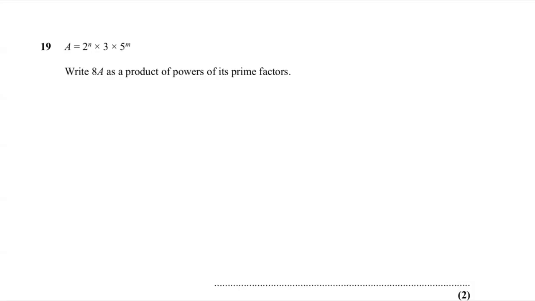And our last question, which I'm going to be honest, is another pretty tricky one. We're being told that A is equal to 2 to the n times 3 times 5 to the m. And we've got to write 8a, so 8 times a, as a power of its prime factors.